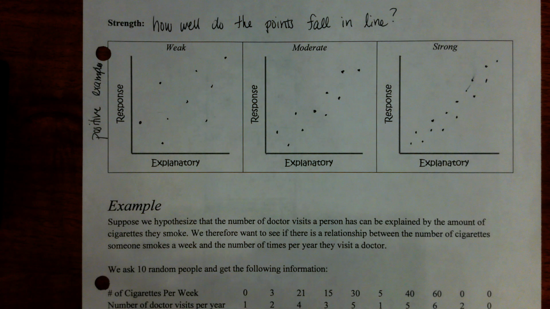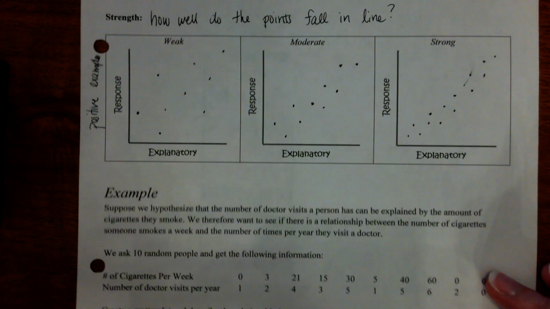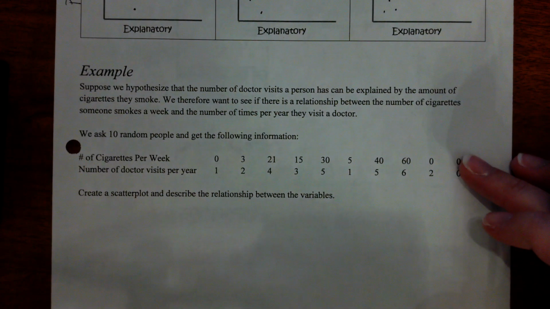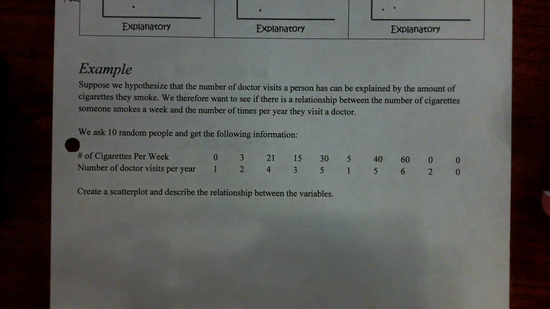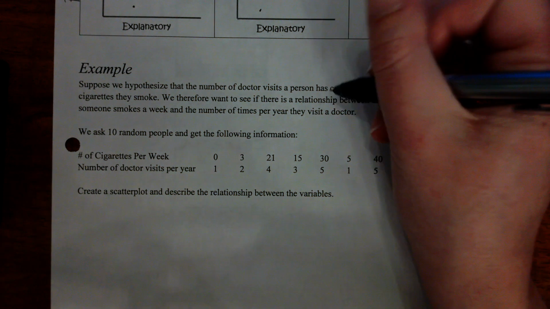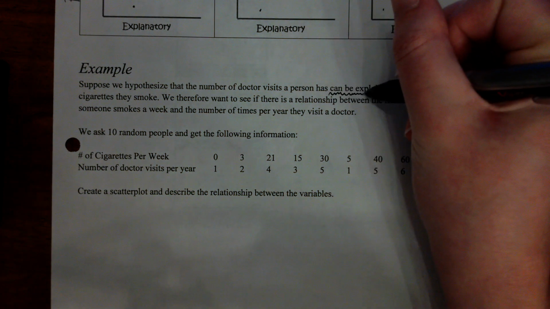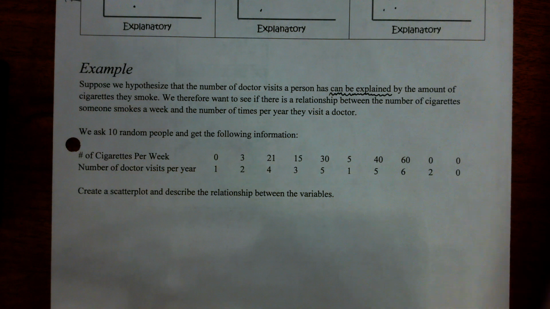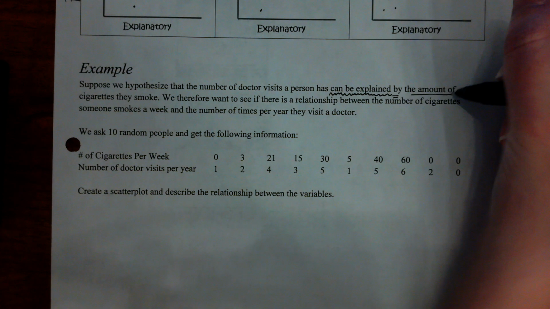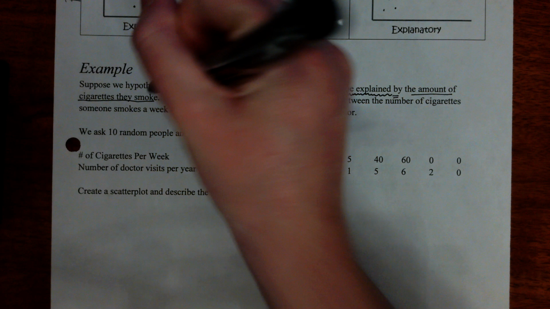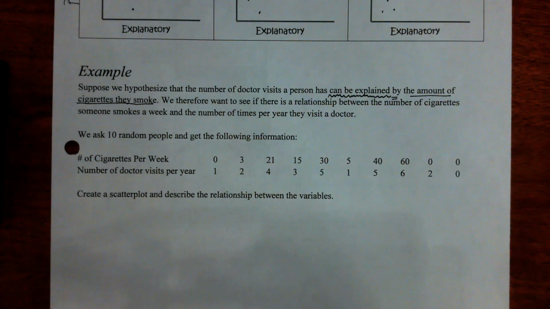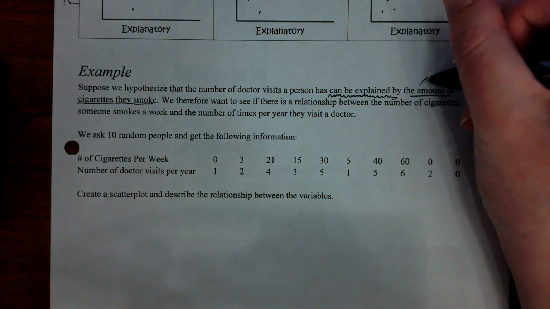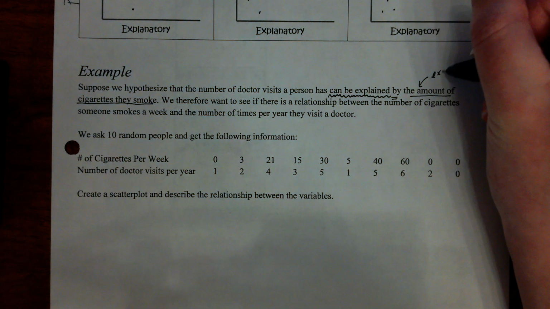So let's go ahead and try an example of actually creating a scatter plot. Suppose we hypothesize that the number of doctor visits a person has can be explained. So that's important. Can be explained by the amount of cigarettes they smoke. So if we're trying to make sure that the amount of cigarettes they smoke explains the number of doctor visits, that means this is going to be my explanatory variable.